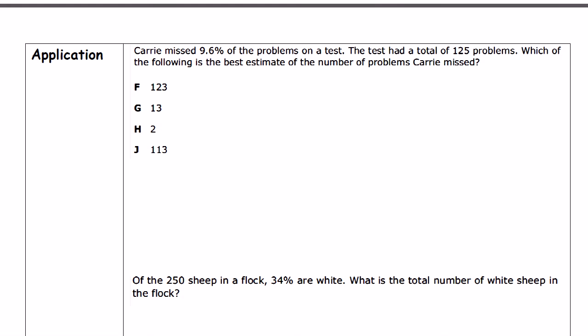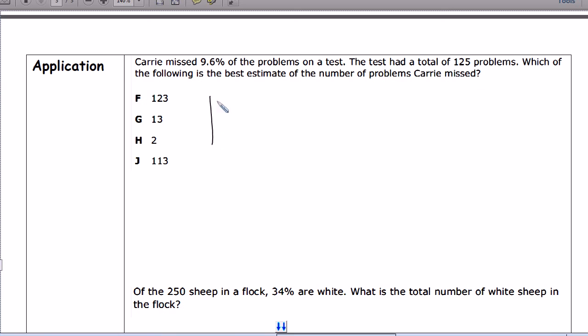Carrie missed 9.6% of the problems on the test. The test had a total of 125 problems. Which of the following is the best estimate of the number of problems Carrie missed? Alright, so this is pretty much the same thing as the one we just did, except for now we have a decimal, and we're going to fill out the same. So make sure you draw your proportion box and label it.